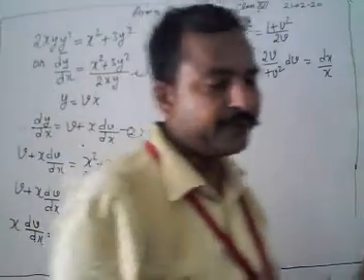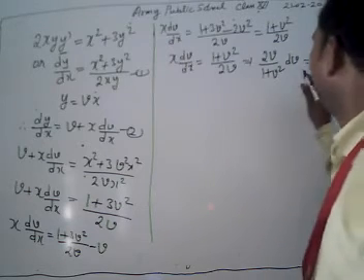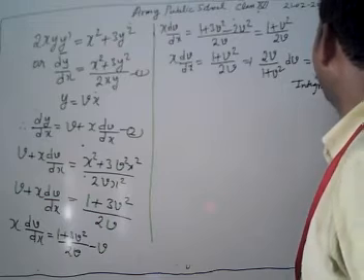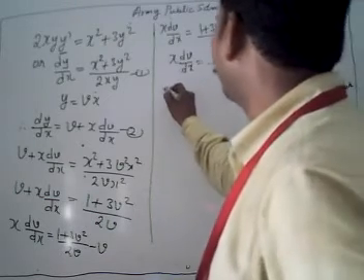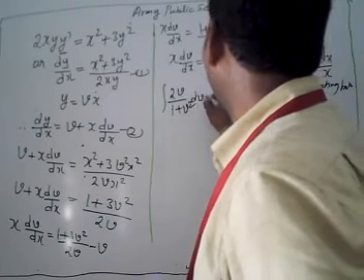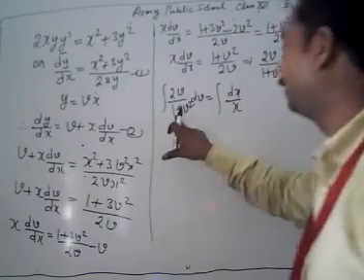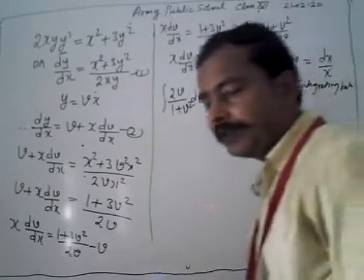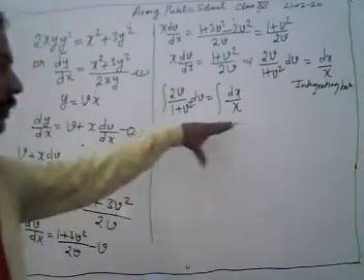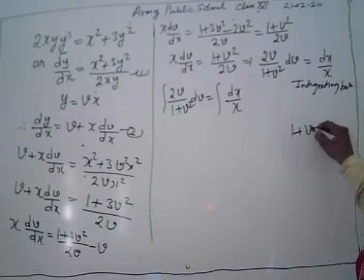Now in the fourth step, we are going to integrate both sides. Then we have the integration of 2v upon 1 plus v square dv equal to the integration of dx by x. Now look, we are going to integrate 1 plus v square. We put 1 plus v square equal to t.